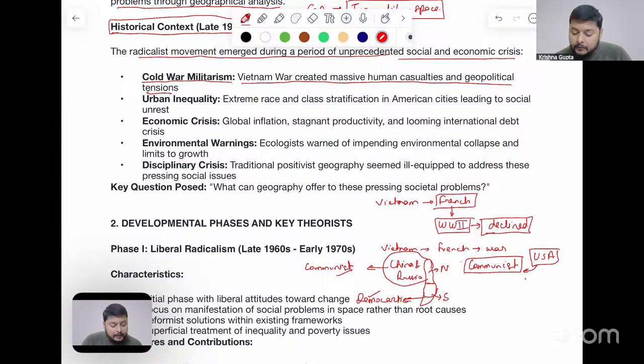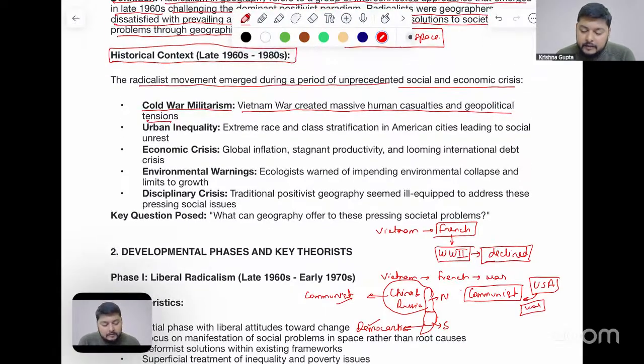Therefore, they led into a war, which is famously known as the Vietnam War. Okay, so this went on from around 1964 to 1967. So this was the period where the war was going on. This was one of the issues highlighted here by the radicalists.